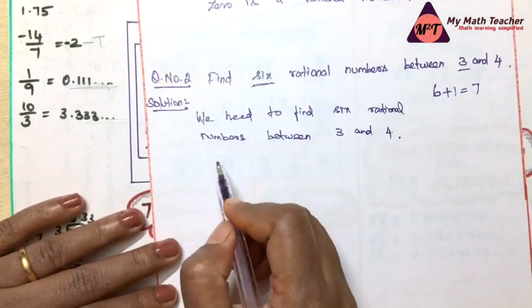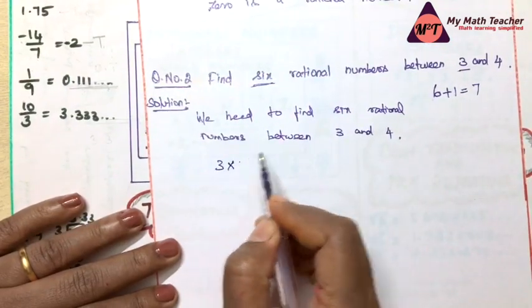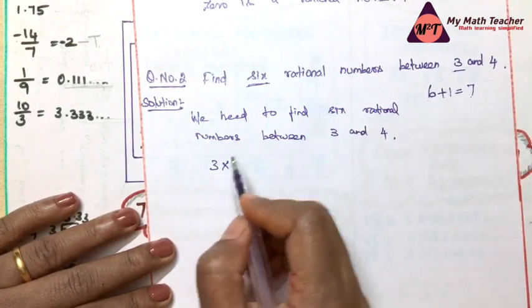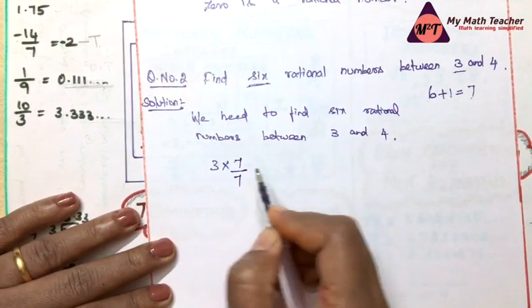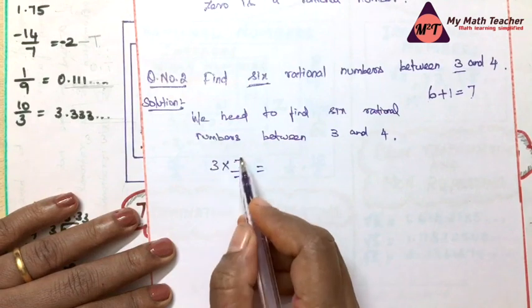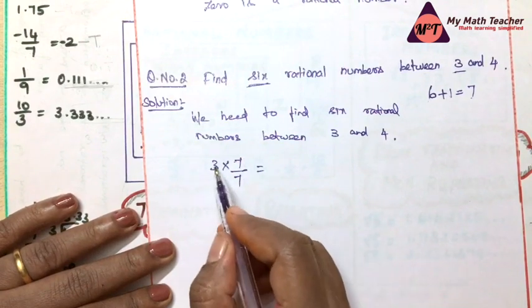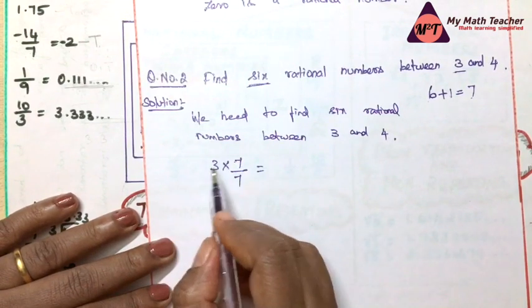Take the first one, 3. Multiply and divide by this number 7. So 7 divided by 7, the value will not change. 7 divided by 7 is 1. 3 ones are 3. So the value will never change.